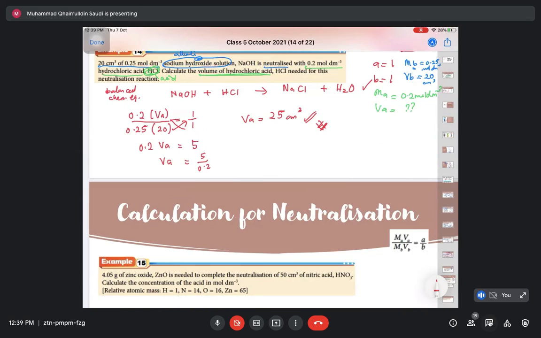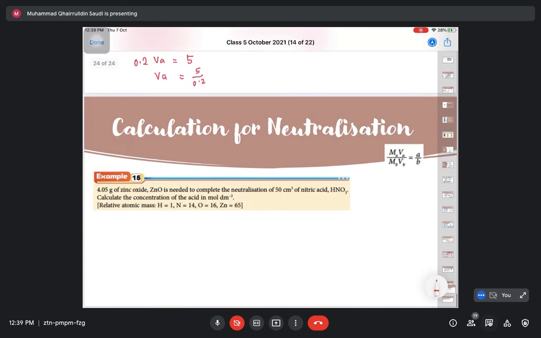Alright, last one. Calculation for neutralization. Okay, 4.05 gram of zinc oxide is needed to complete the neutralization of 50 centimeter cube of nitric acid. Calculate the concentration of the acid in mole per dm cube. Okay, now you don't have MA. Now kita ada VA, volume of acid, and the question wants MA. But now you don't have MB and VB, because zinc oxide is solid. Solid don't have MA, don't have VA.